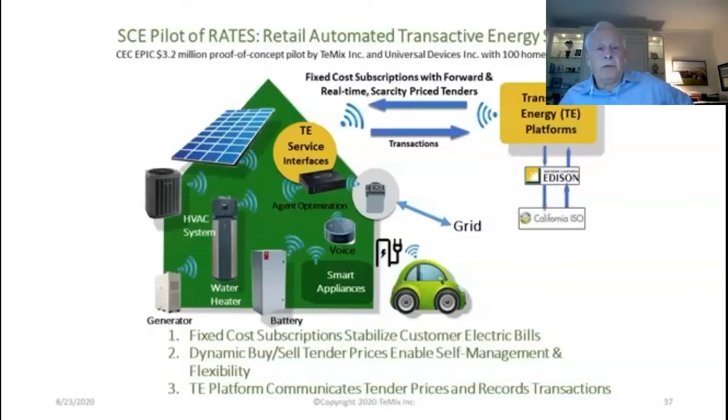whether it's sell back what I might have purchased at one point and then purchase in another hour that might be cheaper, to the benefit of this consumer and to the benefit of the grid because you had a price response. So let's go to the next slide.